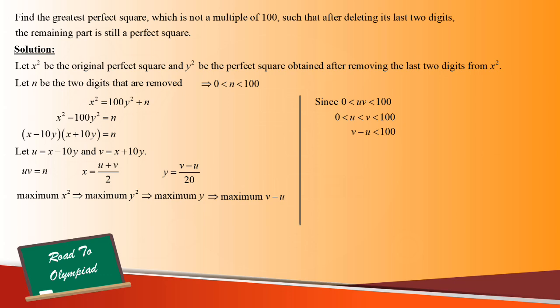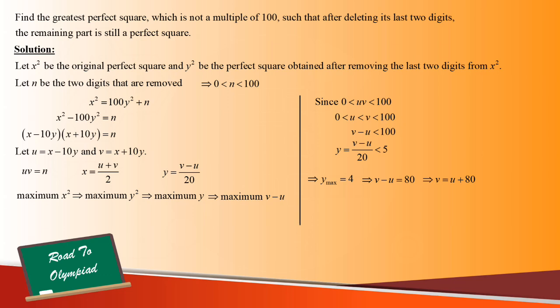Dividing by 20, we have y is equal to (v minus u) over 20 is less than 5. This implies that the maximum value of y we can have is 4, which gives us v minus u is equal to 80. Rearranging the equations, we have v is equal to u plus 80.